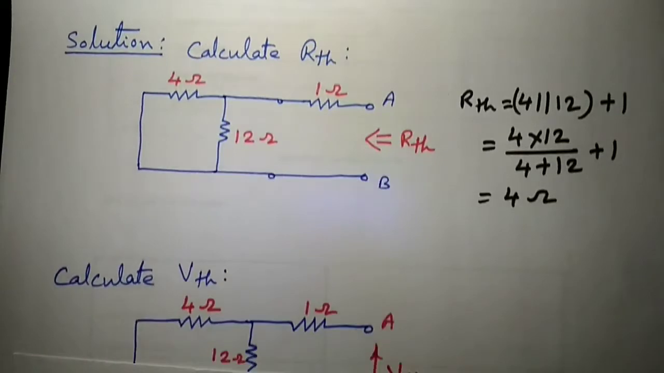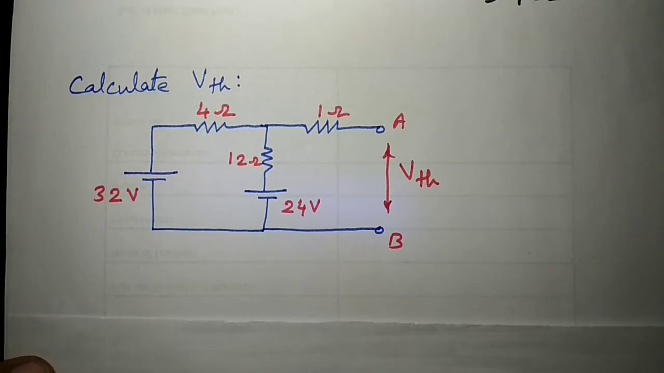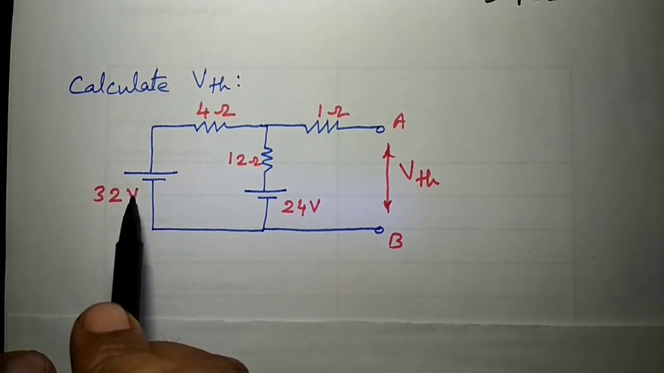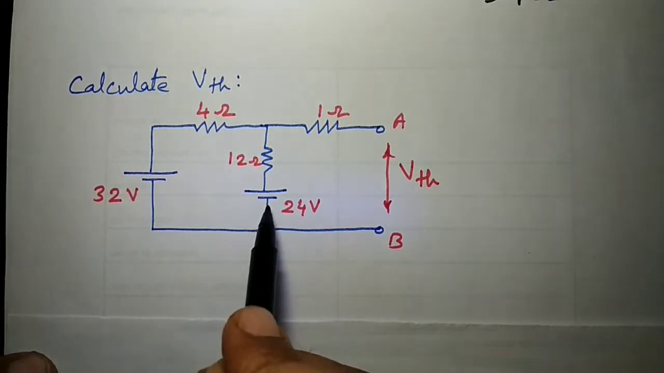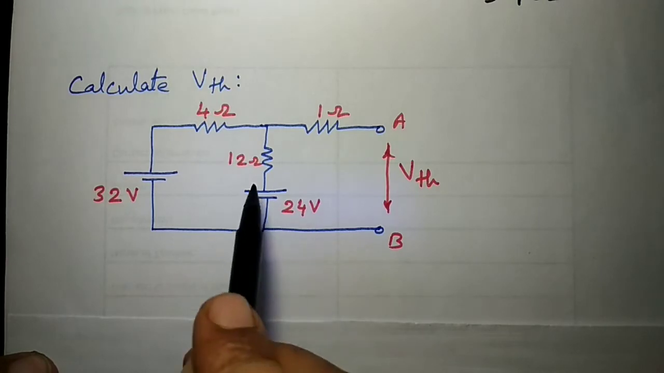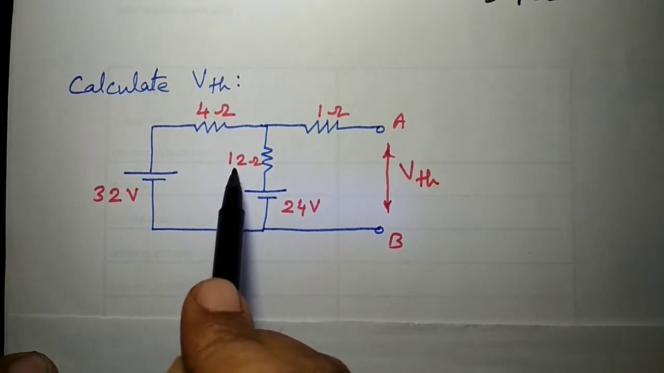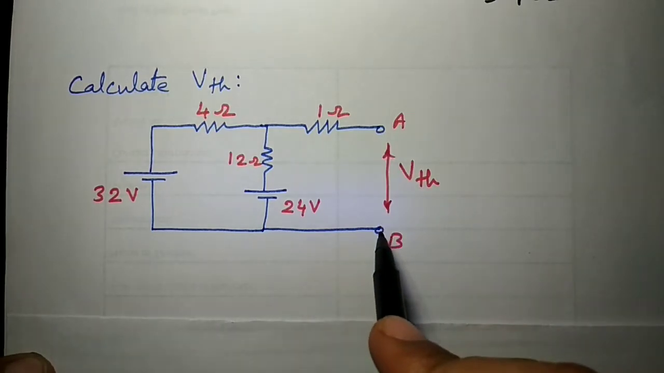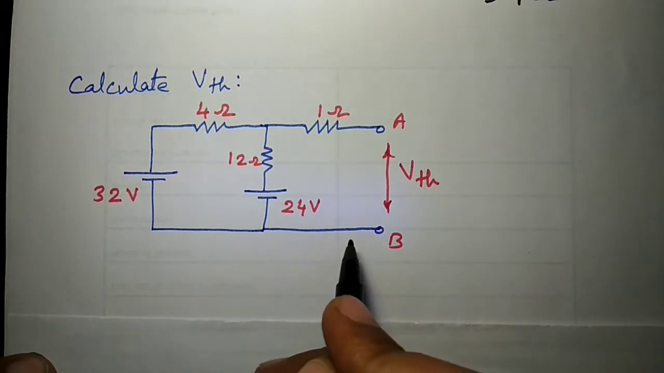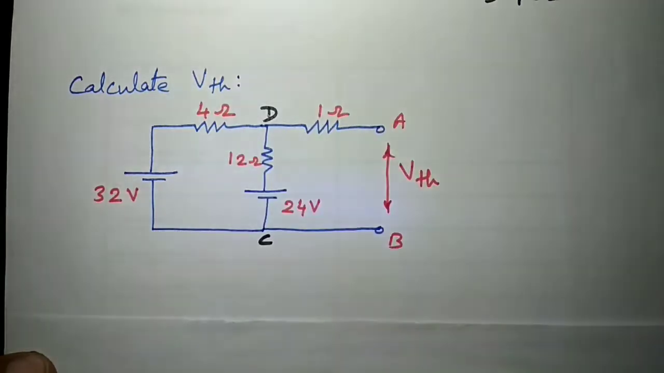So the circuit will be this. 32 volt source already present in the circuit, and the current source here converted to a voltage source of 24 volt, and the resistance that was connected in parallel with the current source, here it is connected in series with the voltage source. Now here we will calculate the voltage across A and B. So it will be B, C, D and A.